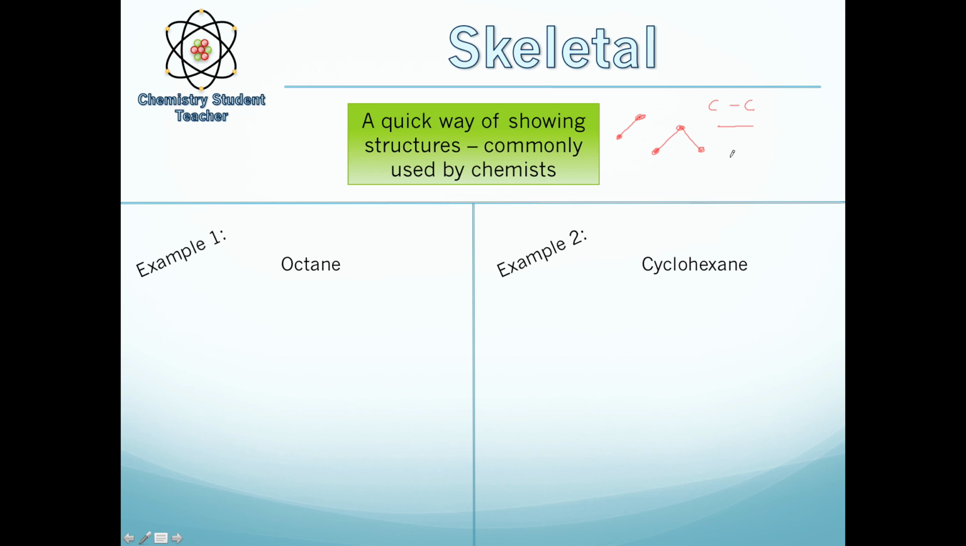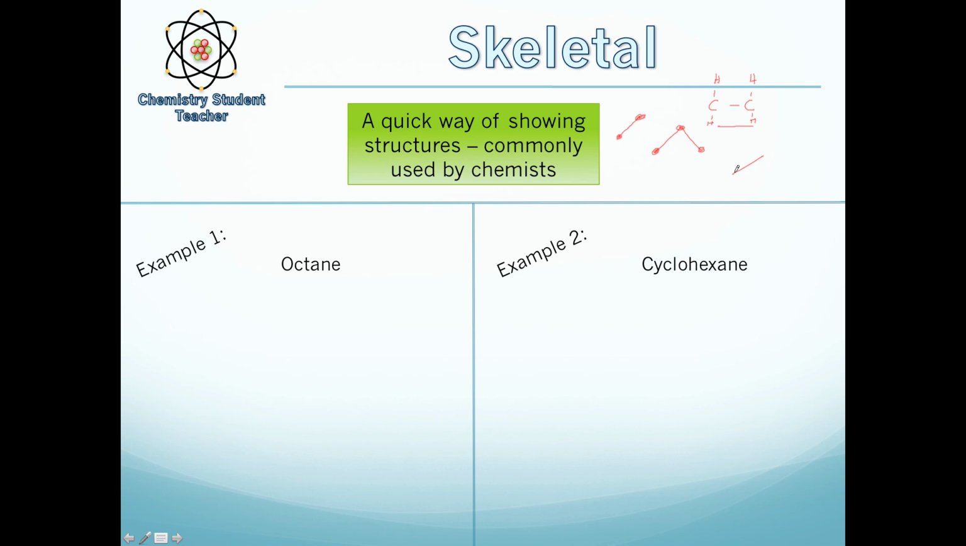You don't have to write those carbons in, and that saves time. Neither do you have to write those hydrogens, because you would have two hydrogens on here. And actually, with the skeletal formula, it replaces the carbons and the hydrogens. So when you see a single bond, you just assume there's hydrogens coming off here.